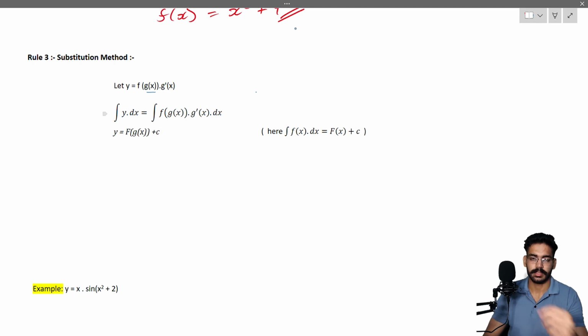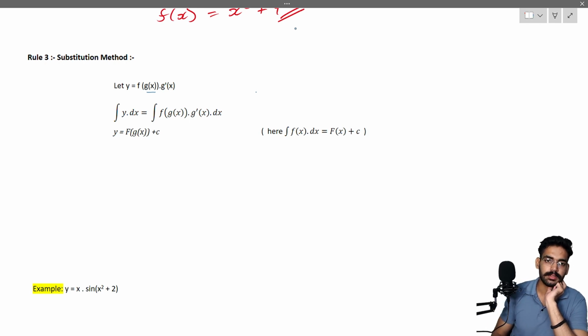So what he is saying is, when you integrate f(x), you will get this: capital F, whatever the integration of the outer function, into g(x). So when you differentiate, you will get this function, right? Now let's see the proof.